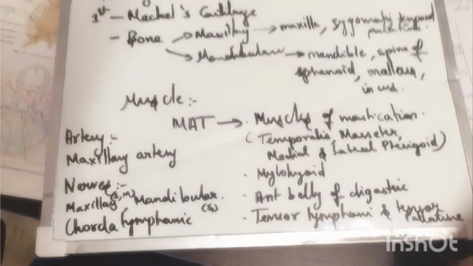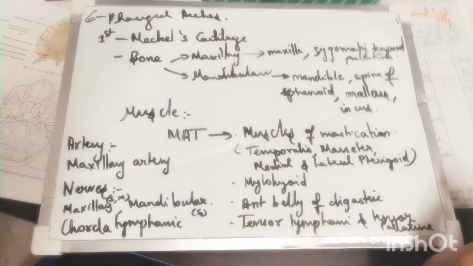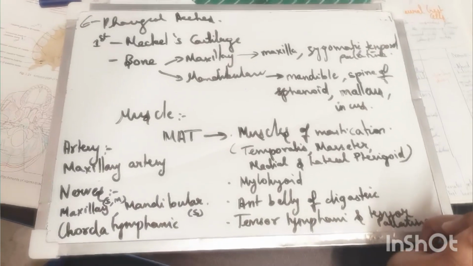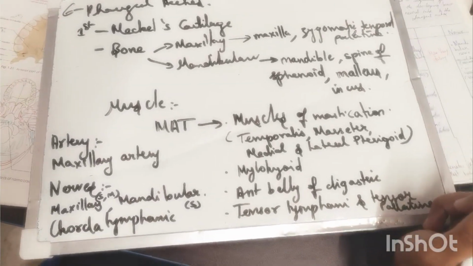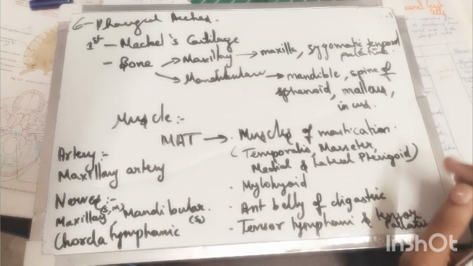Today we are going to talk about pharyngeal arches, and we all know that there are six pharyngeal arches, where the five is not actually present in it. So let me just talk about the first pharyngeal arch, which is also called the Meckel's cartilage.